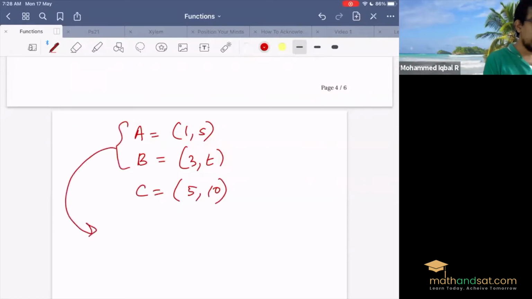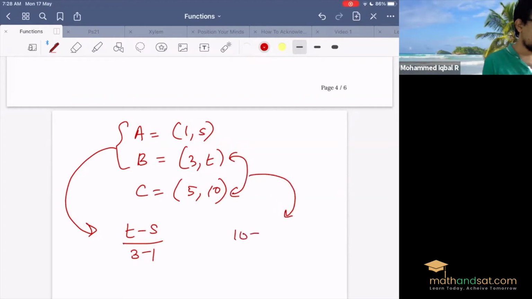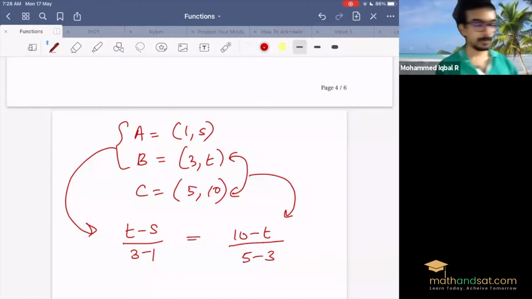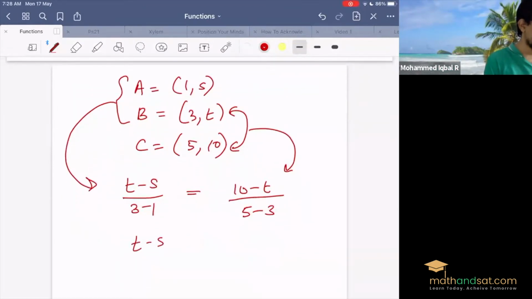Using these 2 points, slope will be t minus s over 3 minus 1. Using these 2 points, the slope will be 10 minus t over 5 minus 3. These two are equated. So t minus s over 2 is same as 10 minus t over 2.